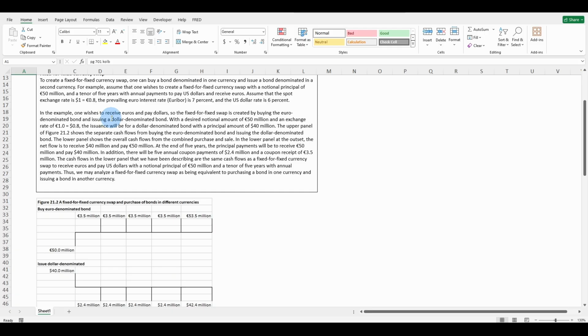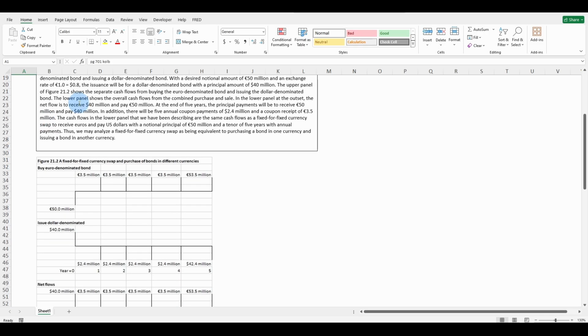In the example, one wishes to receive euros and pay dollars. So the fixed for fixed swap is created by buying the euro denominated bond and issuing a dollar denominated bond. With a desired notional amount of euro 50 million and an exchange rate of 0.8, the issuance would be a dollar denominated bond with a principal amount of 40 million. The upper panel of figure 21.2 right here shows the separate cash flows from buying the euro denominated bond and issuing the dollar denominated bond. The lower panel shows the overall cash flows from the combined purchase and sale.